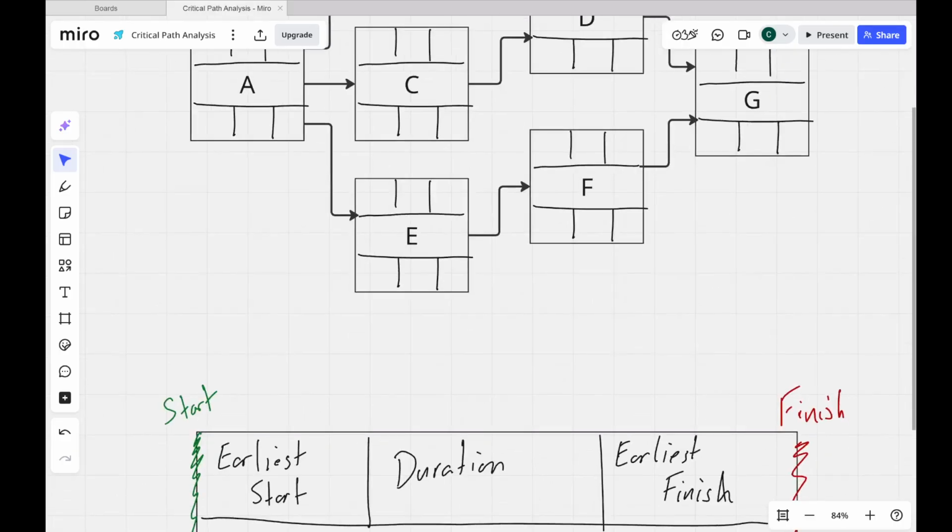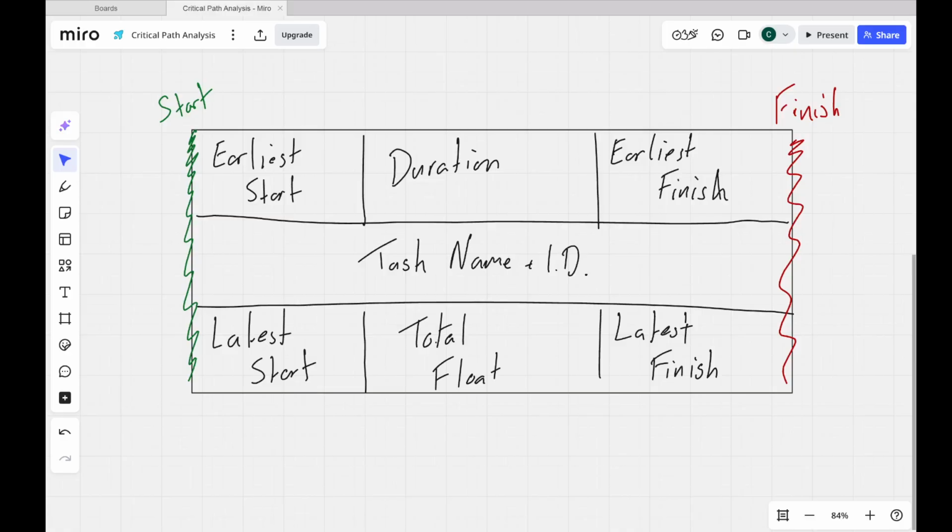We also went through in the previous video what was on these boxes, these nodes, what they're called. So you have your earliest start, duration, earliest finish across the top. Task name and ID is in the middle. That's from our work breakdown structure. Latest start, total float, and latest finish along the bottom. We'll worry about what total float is in a minute. Okay, ignore it for the time being. We'll come back to that. I want to just start off with the duration, which is in the top middle.